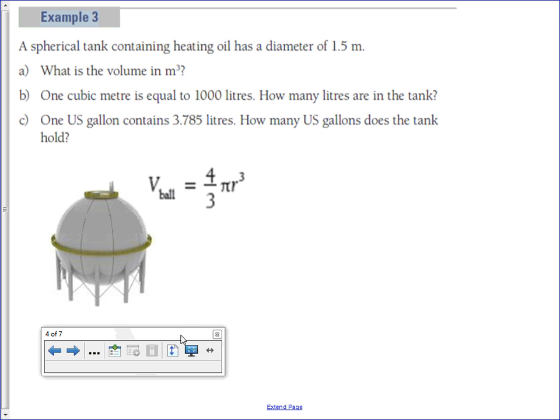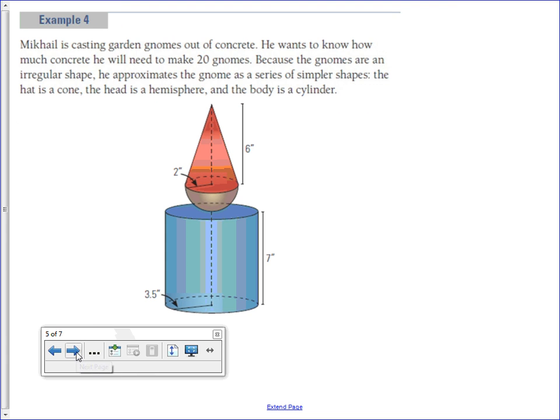Another example that comes up involves, again, a sphere, which is just a ball. And again, watch for the diameter. We have to make sure we're dealing with the radius. And we have to be able to convert from meters cubed to liters and back and forth, and then to interpret, what about gallons? 1 gallon is 3.785 liters. What does that mean for the gallons in this tank? Because usually if we're talking about fuel, we talk about gallons. It's kind of an important skill.